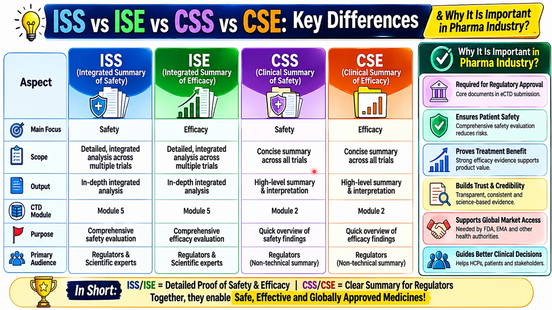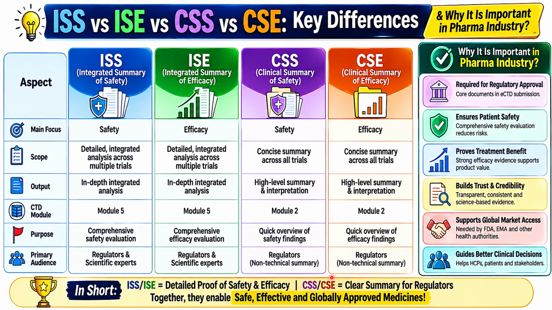So when you work on CSS, it's just a concise summary, which is nothing but a narrative summary that you need to submit. So the output is a high level summary and interpretation. Whenever you do the summary for any kind of parameters or any kind of endpoint, you need to also mention its interpretation, right? So the CTD module is 2. It's a quick overview of safety findings. Since it's a quick overview, you just need to pick up the main points or the main parameters. You need not analyze each and every detail in explanation, so it would be very easy to work on CSS and CSE studies.